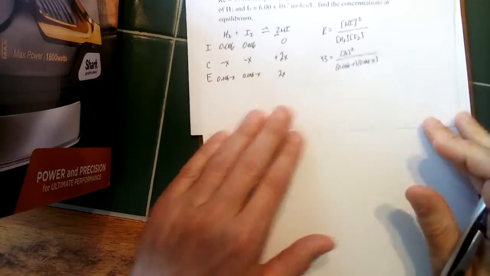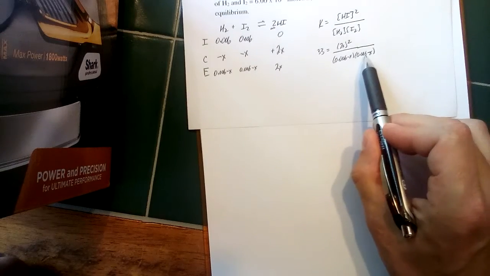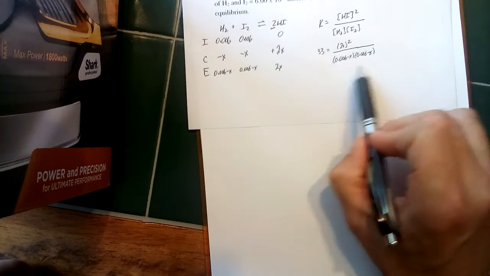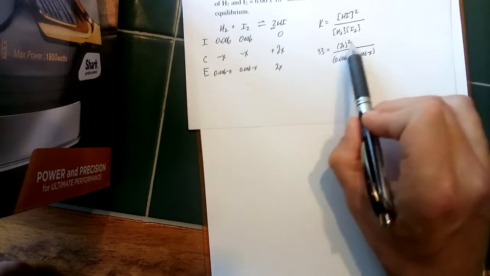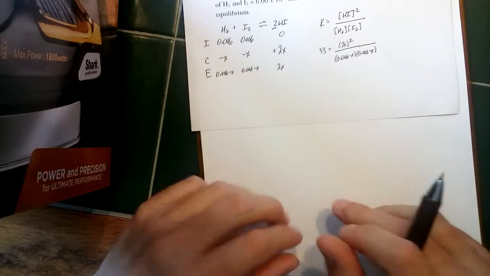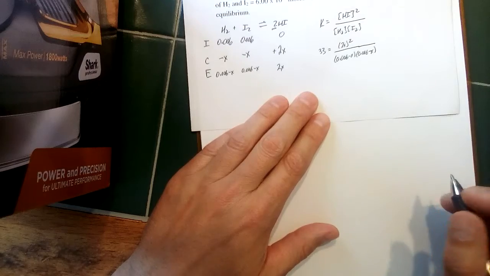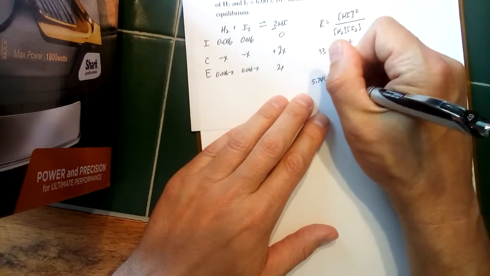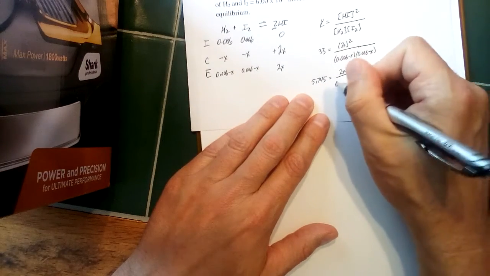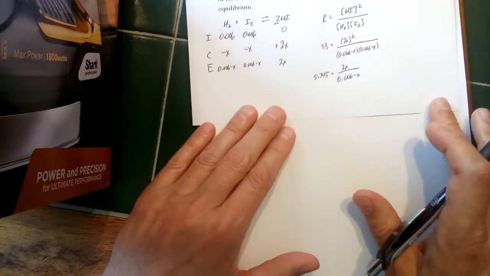Now, one thing to notice here, particularly if your algebra is a little rusty: since the components on the bottom are the same, that would really be 0.006 minus x, squared. So this is a squared term, and this is a squared term. That means we could take the square root of all three pieces here, and this equality would still balance. That will allow us to get rid of the squared term in this particular case. So if we take the square root of 33, that would be 5.745. The square root of the top of this fraction would be 2x, and the square root of the bottom would be 0.006 minus x. Now I have a much easier equation to work with.